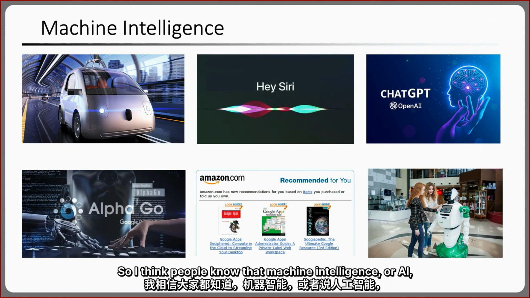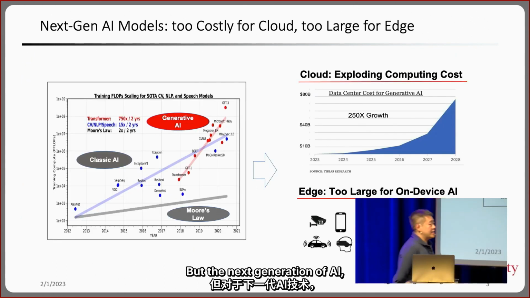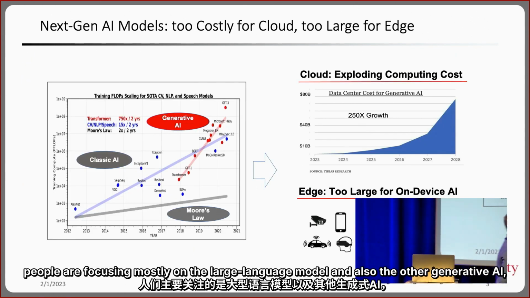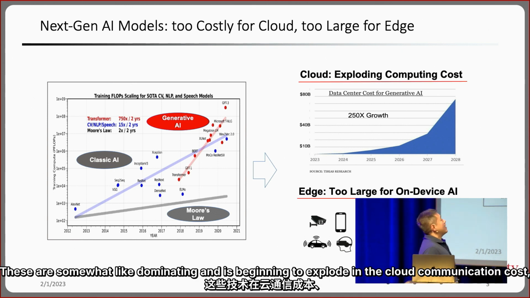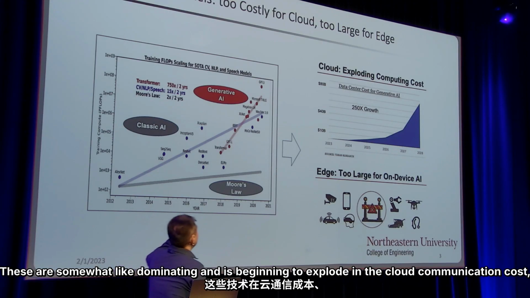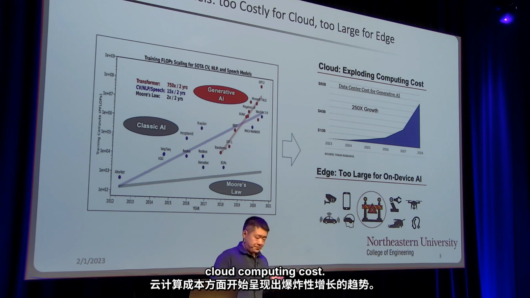So I think people know that machine intelligence or AI is so popular now. But for the next generation of AI, people are focusing mostly on the large language model and also the other generative AI like Stable Diffusion, video diffusion, and also the multimodal applications. These are somewhat dominating and beginning to explode in the cloud communication cost, cloud computing cost.